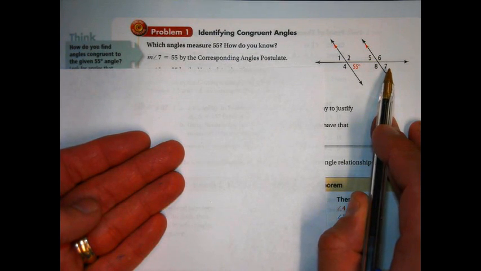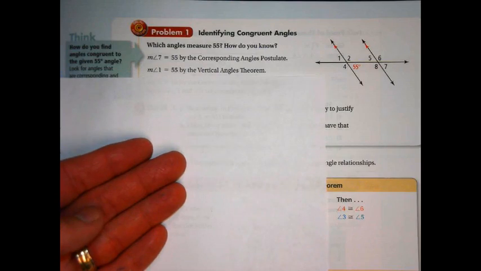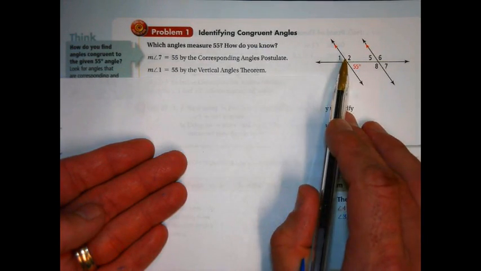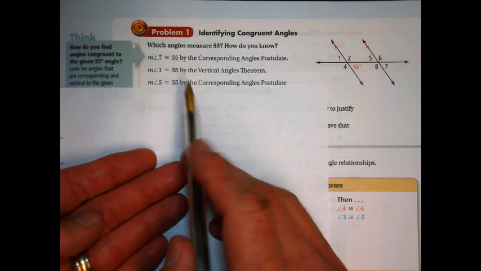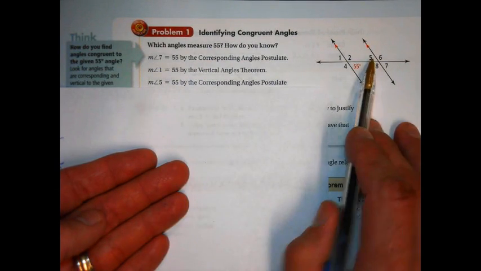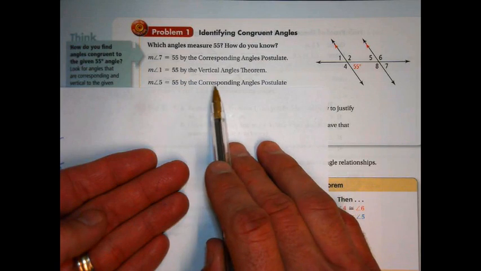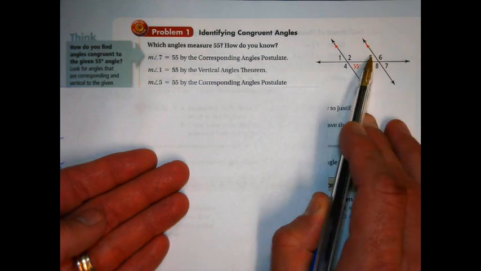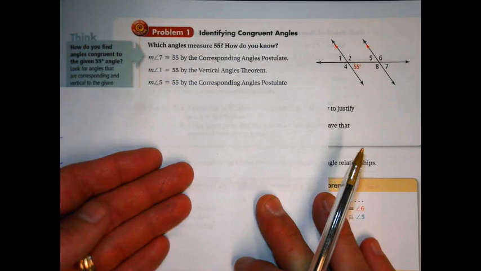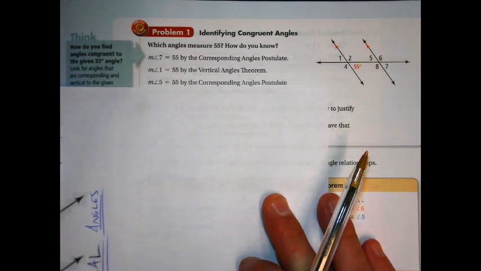And then the measure of angle 1 is 55 because of vertical angles. Now check this out. The measure of angle 5, they're going to say angle 5 is 55 because it's corresponding to 1. Okay, so basically I just showed you the other way of doing it. Which leads to this next question here.